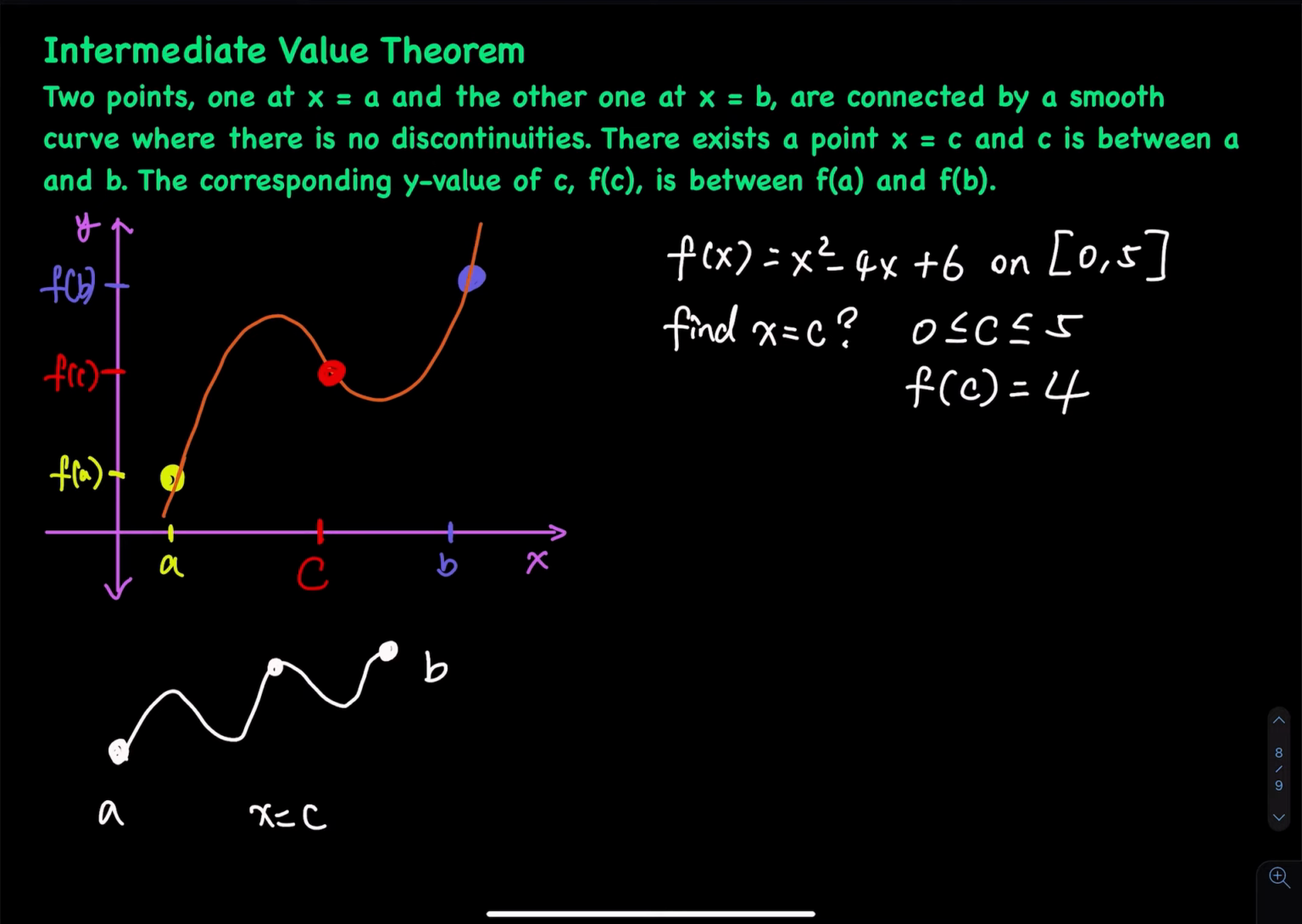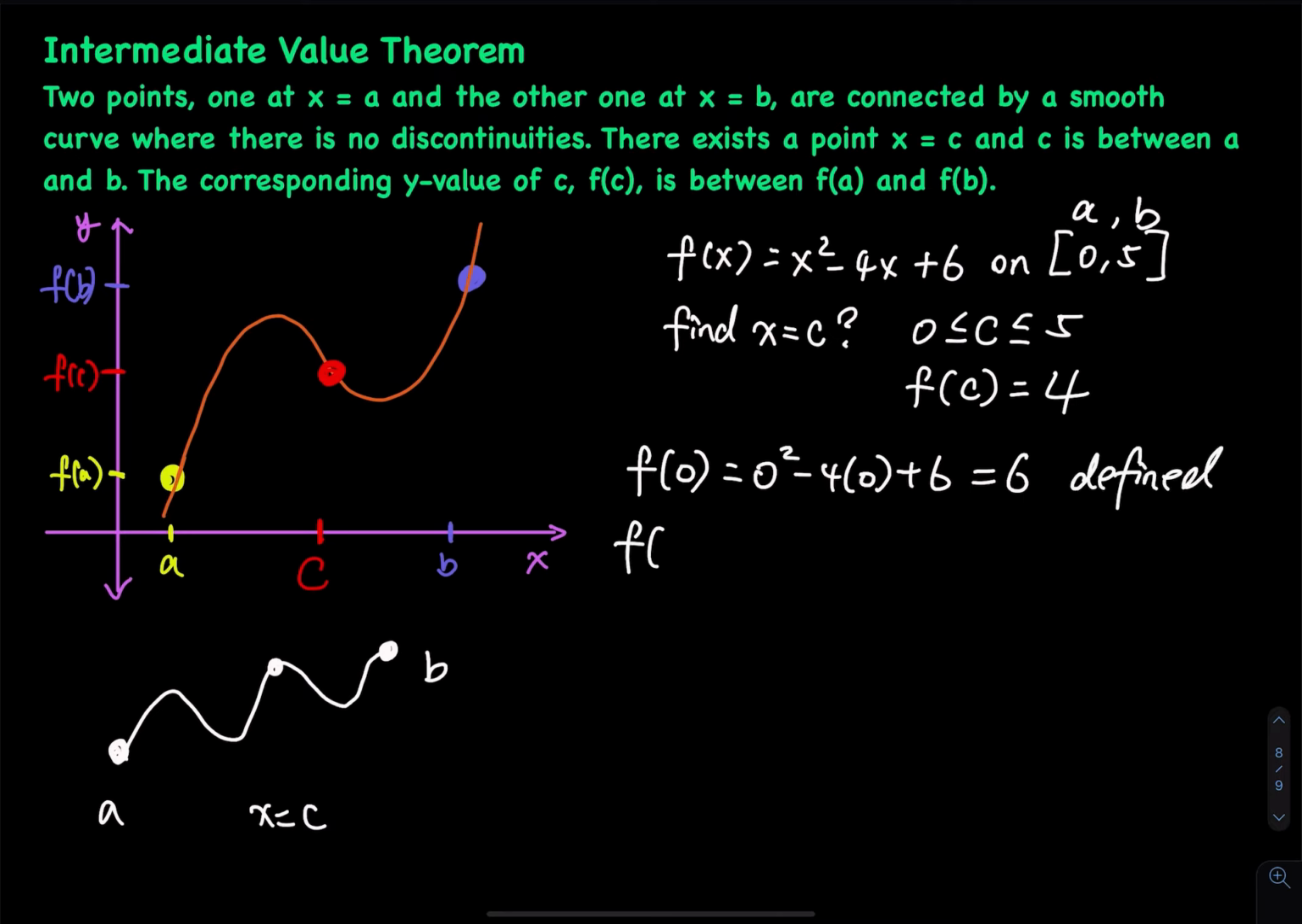So first of all, how do we start? We need to make sure that f of 0 is defined, and f of 5 is defined. So 0 is a, 5 is b, right? So f of 0 is 0 squared minus 4 times 0 plus 6. So you get a 6. So this is defined. And then f of 5. So you have 25 minus 20 plus 6. So 5 plus 6 is equal to 11. This is defined. Okay, how do you find c?